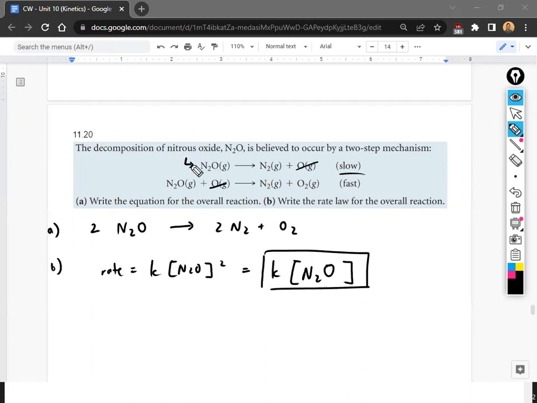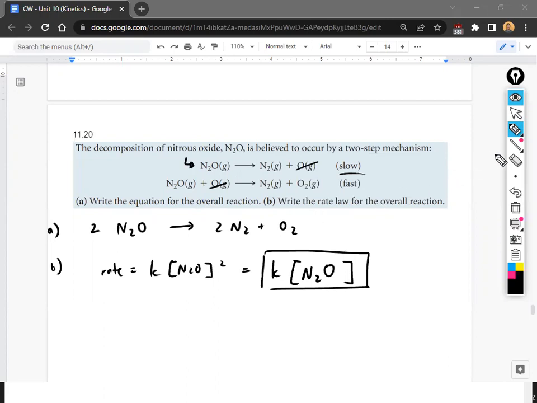The rate law for the overall reaction will be equal to the rate law of the slowest step. So there's 2 nitrogen dioxides, right? The other one doesn't matter. It's only the first one that matters. It depends on how quickly N2O can decompose into the 2. It doesn't matter that there's 2 of them or anything like that.